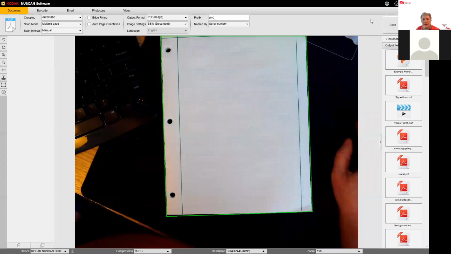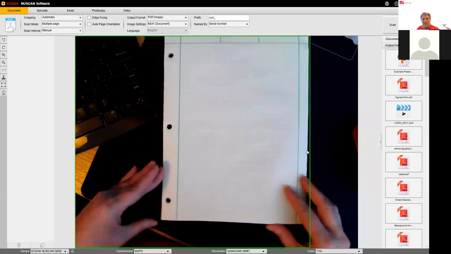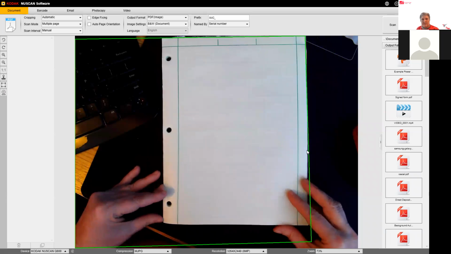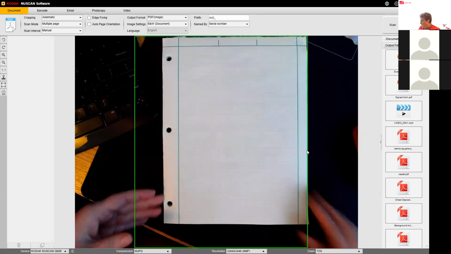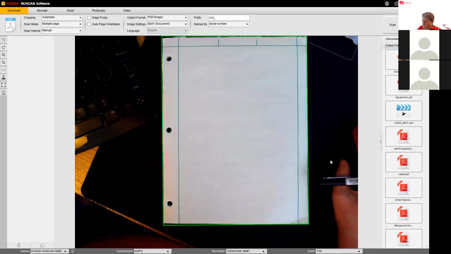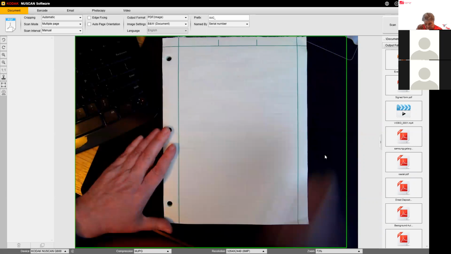All right, so everybody should be able to see my document camera. Give me a thumbs up if you can see my document camera. Yes, ma'am. All right, thank you. Okay, so let's look at a couple of things.